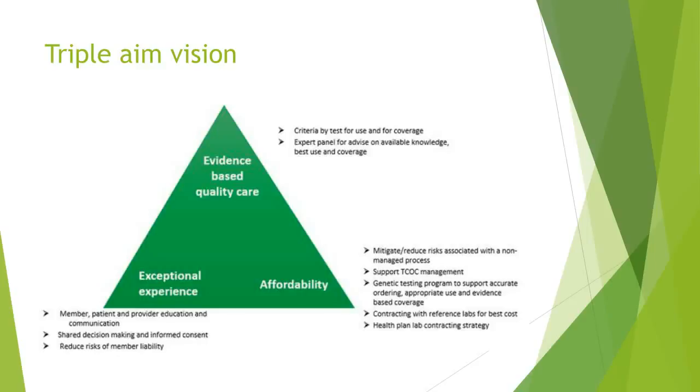Obviously, this is all related to the triple aim of evidence-based quality care, exceptional experience for our patients, and affordability for our patients. And I've listed some other points here. Affordability is over in the lower right-hand corner. We talk a lot in our organization about the total cost of care and really pay a lot of attention to that. But you can read these bullet points yourself, but all of this does relate to the triple aim.